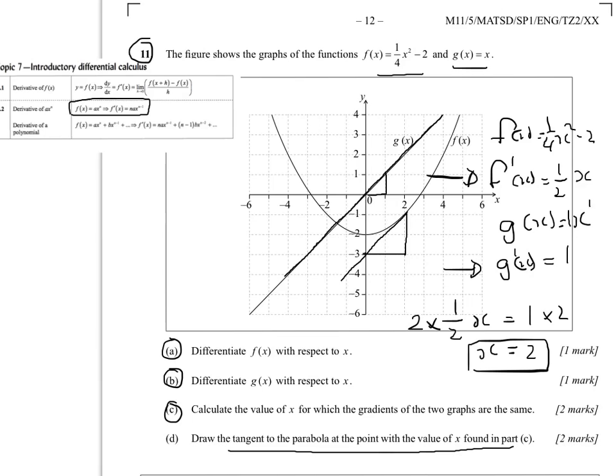You would obviously do this with a ruler, and it would look much better than mine, but you'd get something like that. There would be your tangent to the parabola at the point x is equal to 2, and both of these have got the same slope. M is equal to 1 and M is equal to 1 in both of them.